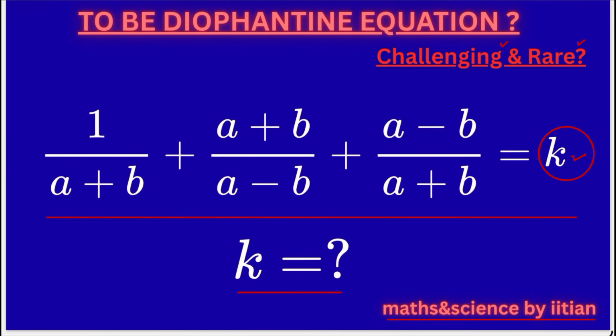For this equation to be a Diophantine equation. Here a and b are not given, a and b are variables, integers. No numerical value is given, but still we will get a possible solution for k as a positive integer. Let us see how to proceed for it, and it's a very good example. See till the end, many concepts will be cleared here.